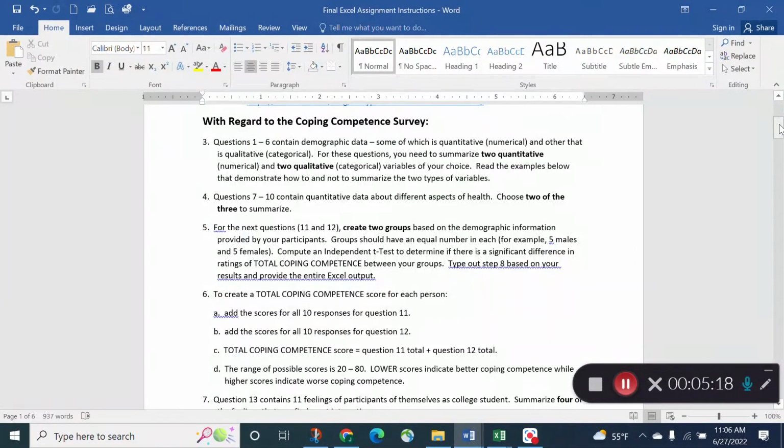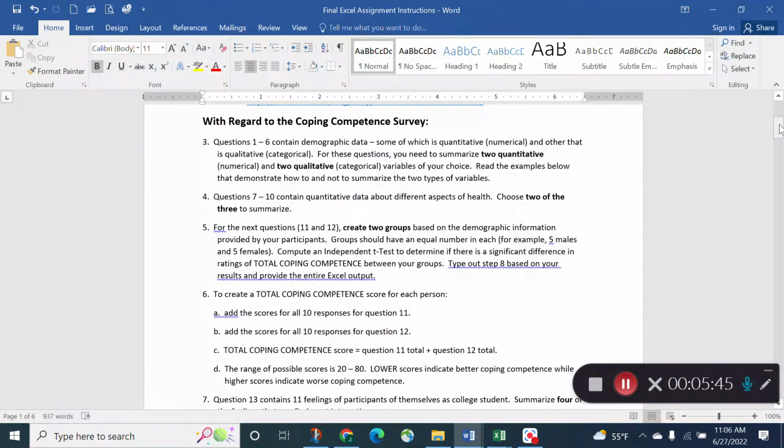I just completed doing the video for that, and I want to say on the video I may have said that you were going to use question number 10 based on overall health to do an independent t-test. But if you read step number 6 here, you're actually going to use the total coping competence scale, so questions 11 and 12, to do an independent t-test.